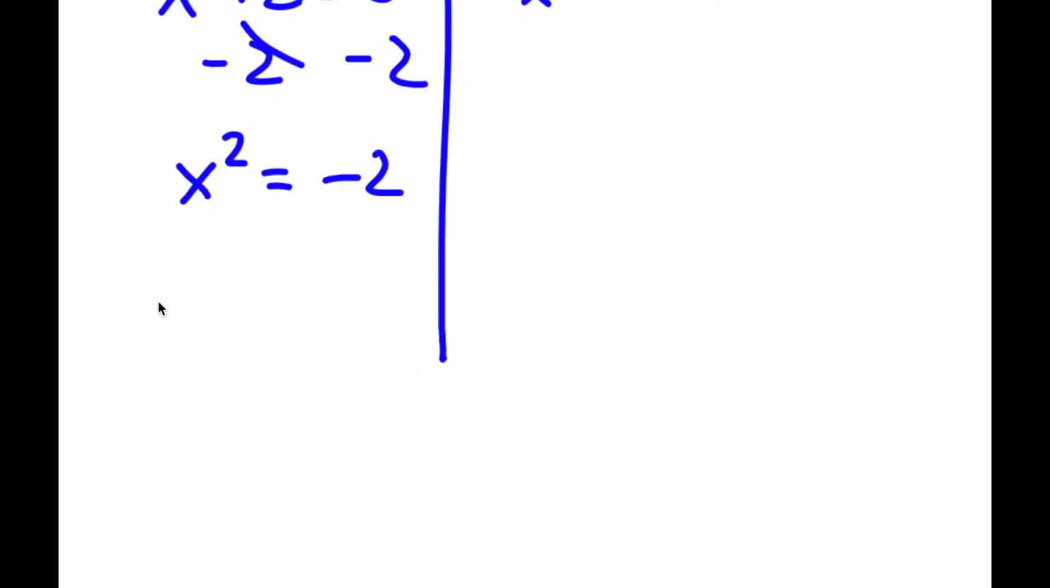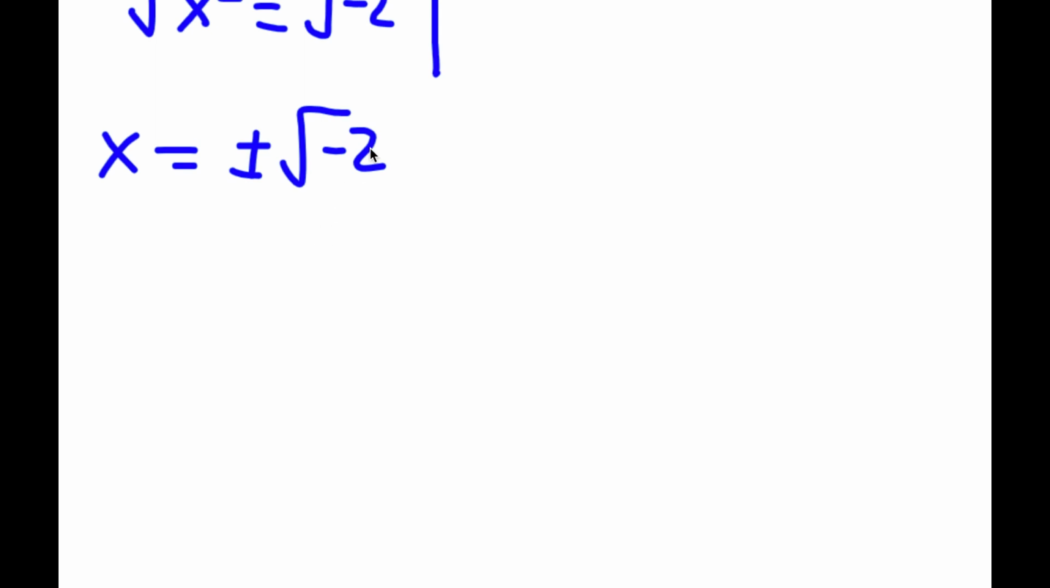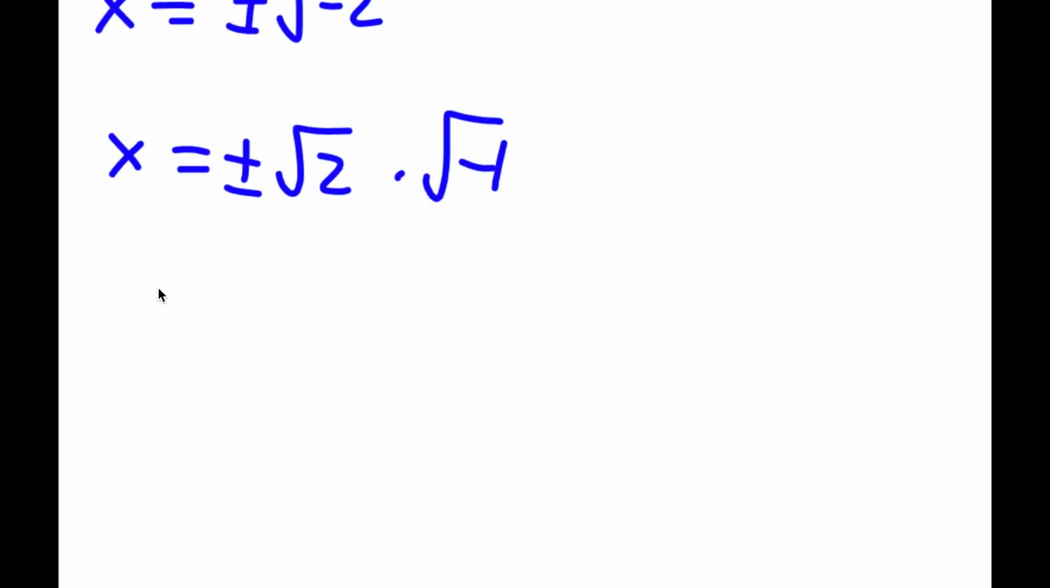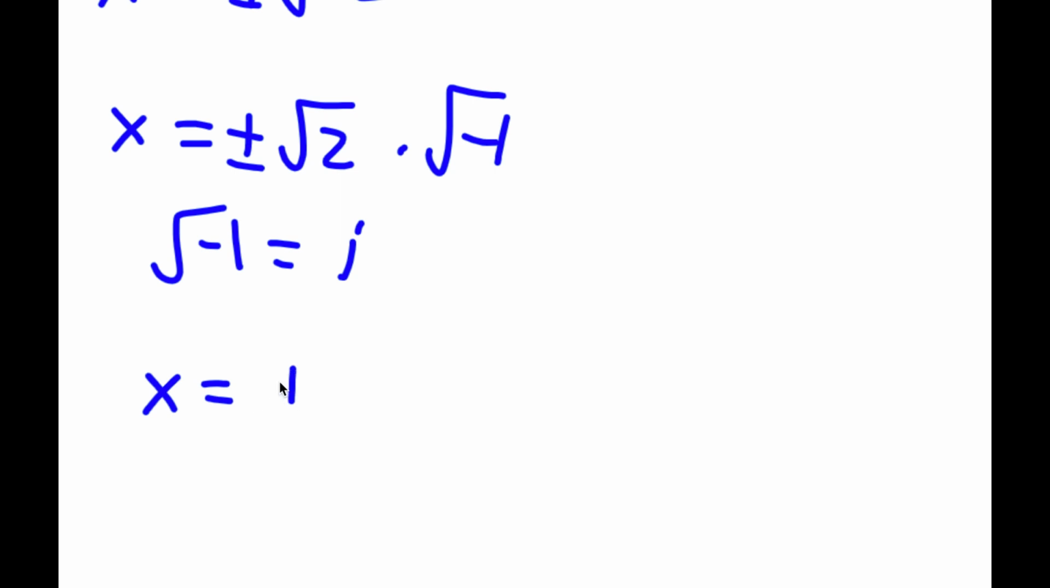Now I'm going to take the square root on both sides. So I have the square root of x squared is equal to the square root of negative 2. Square root of x squared is obviously x, so I have x is equal to positive or negative square root of negative 2. And the square root of negative 2, I can rewrite this as the square root of 2 times the square root of negative 1. And if you guys already didn't know, the square root of negative 1 is equal to the imaginary number i. So I have x is equal to positive or negative the square root of 2 i.